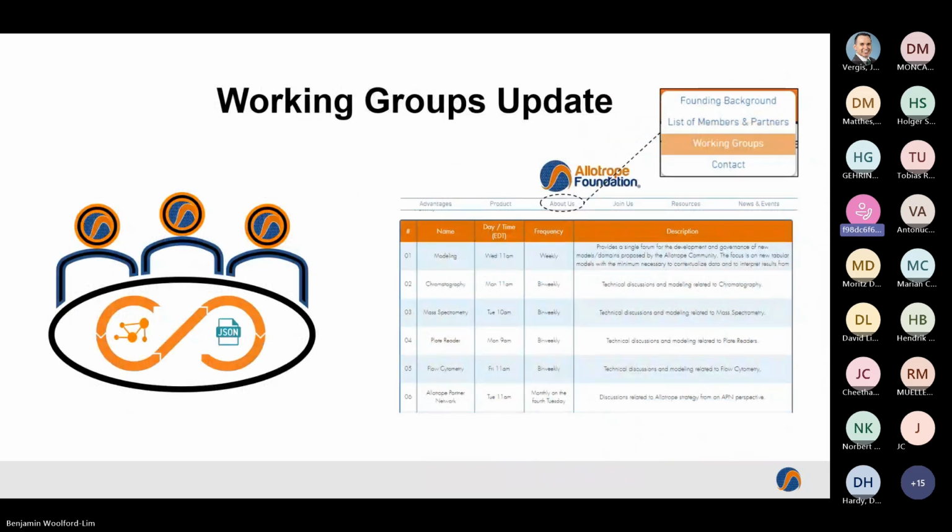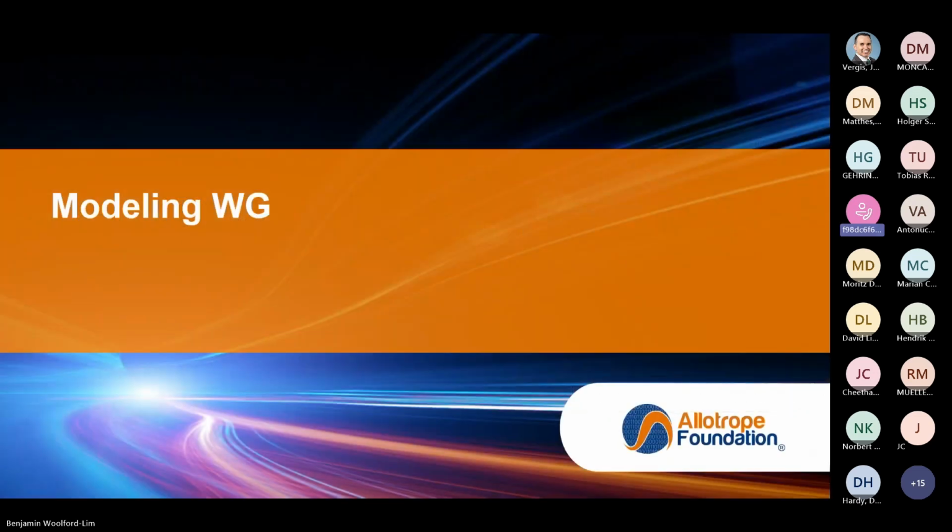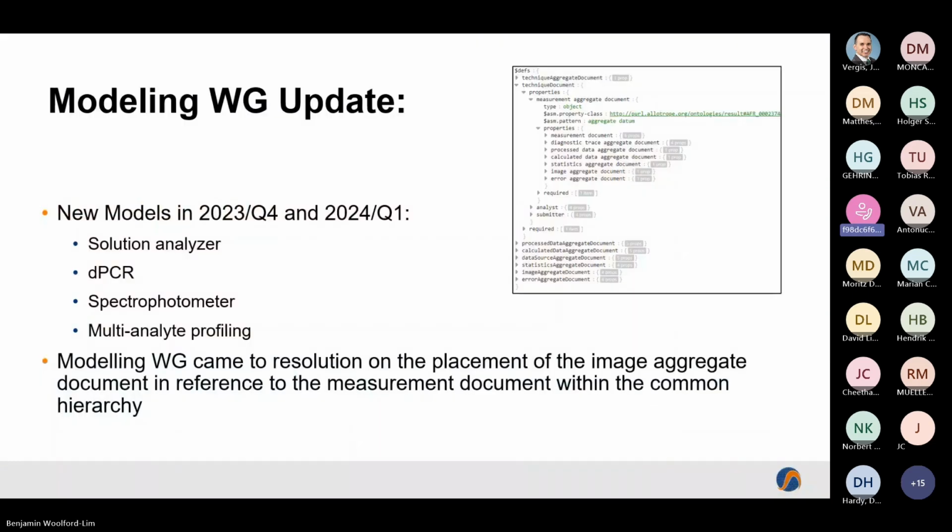Now to the sausage making, as it were, the working group updates. We'll start with the modeling working group. As mentioned, we had a bunch of new models over the last 2 quarters. This was the group that put through the 4 new models: solution analyzer, DPCR, spectrometry, and the multi-analyte profiling.